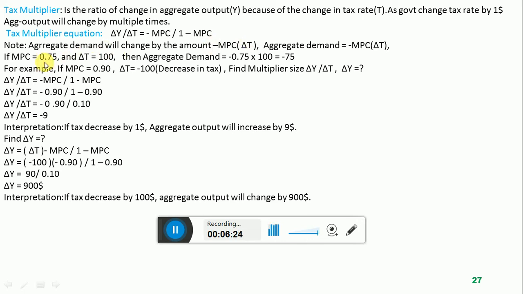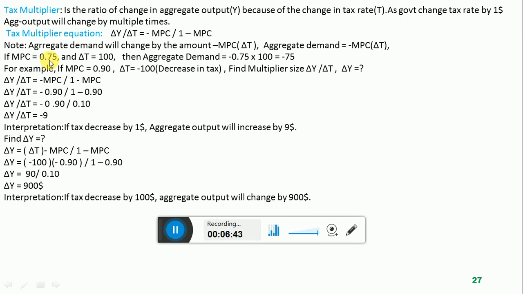We have made an example here. If MPC is 0.75, this means that the people of Afghanistan consume 75% of their income and save 25% of their income.